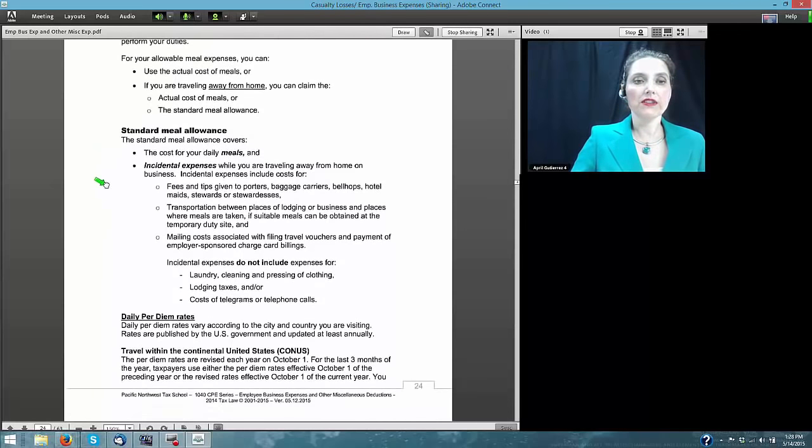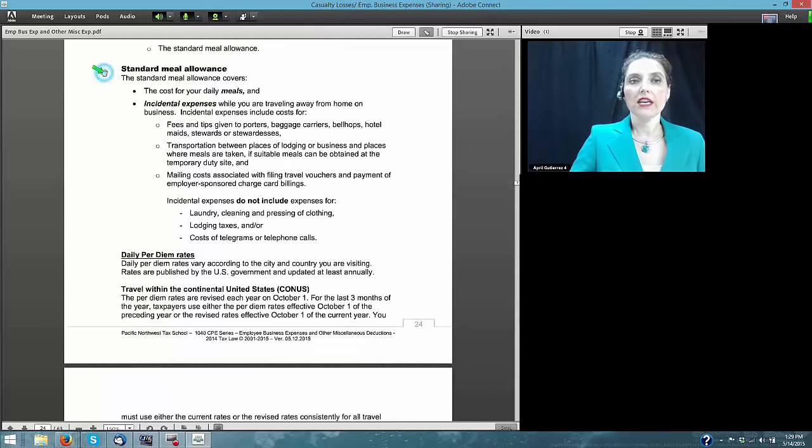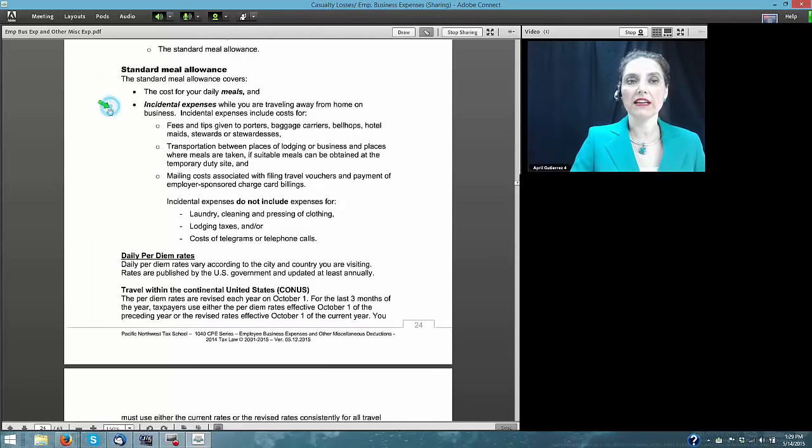So let's move on and talk about when you can deduct meals, what you are allowed to deduct. If you are traveling away from home on business, you can claim a standard meal allowance. The standard meal allowance covers the cost of your daily meals and incidental expenses that you incur while you are traveling away from home on business.